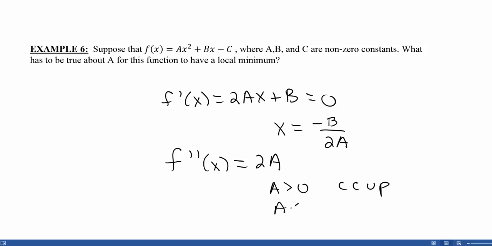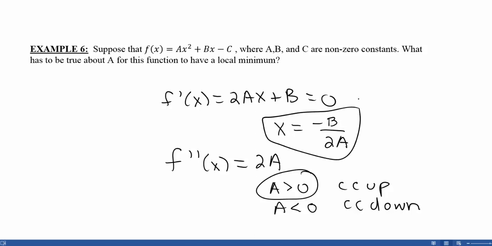Whereas if a happens to be negative, that means that for every value of x, the original function would have to be concave down. Here, we want to know what has to be true about a for this function to have a minimum. So if this function is to have a minimum, we would need the second derivative to be positive so that the original was concave up. So a would have to be greater than 0 in order for this function to have a local minimum. And then we also know that it's going to happen at x equals negative b divided by 2a.